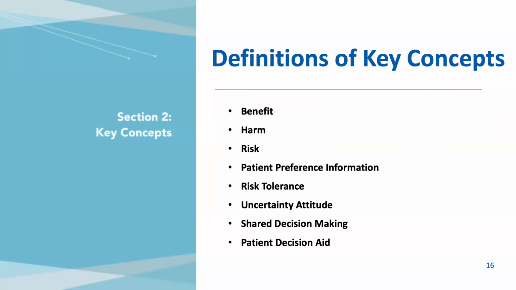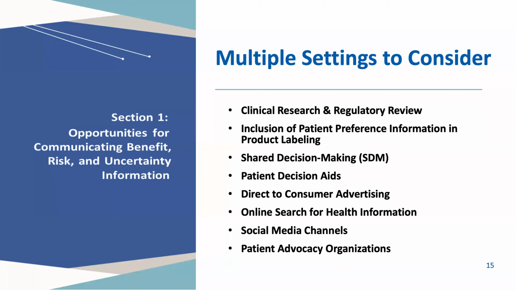Next slide, please. So within those two big frames of clinical and non-clinical, we then looked in the report at some more specific settings that we could think about, that we could define. So clinical research and regulatory review, the clinical trial setting, developing information that will ultimately be brought to the regulators. So that was one. Secondly, inclusion of patient preference information in product labeling.